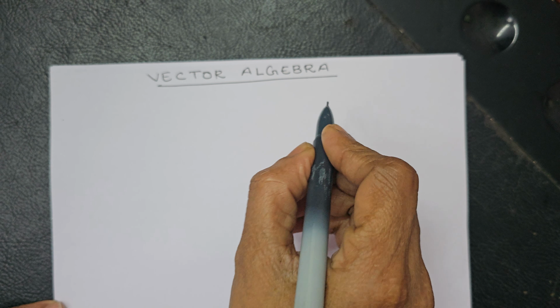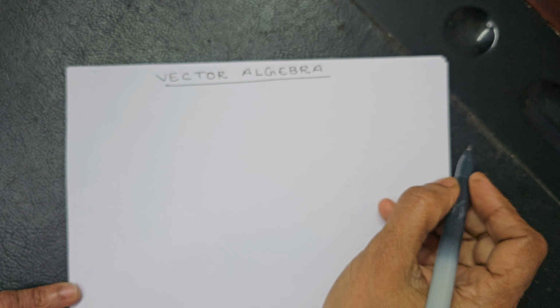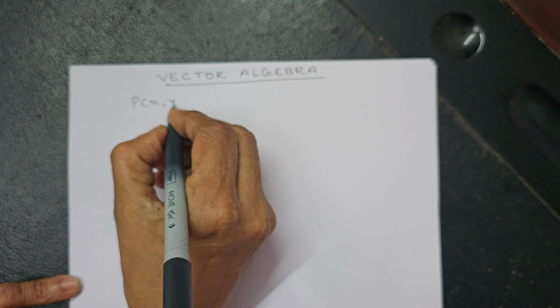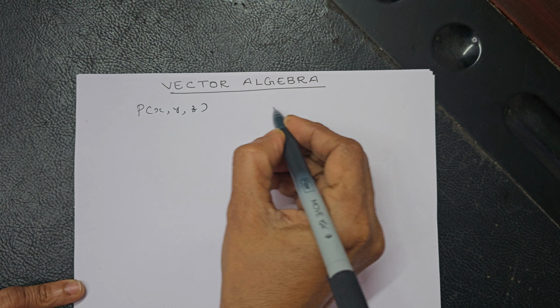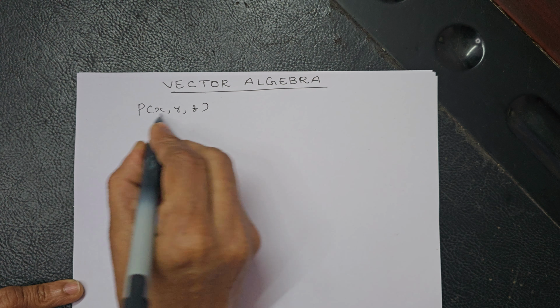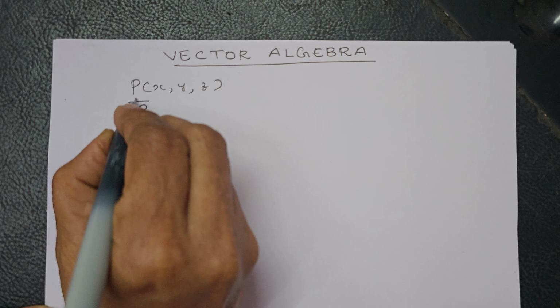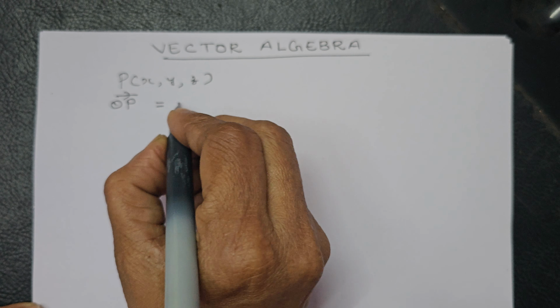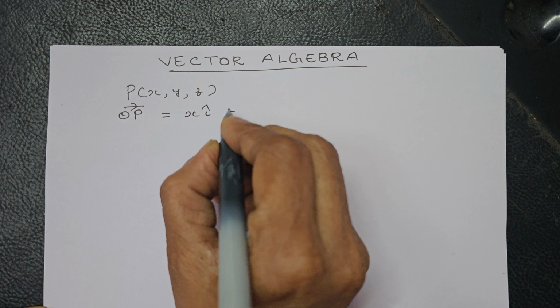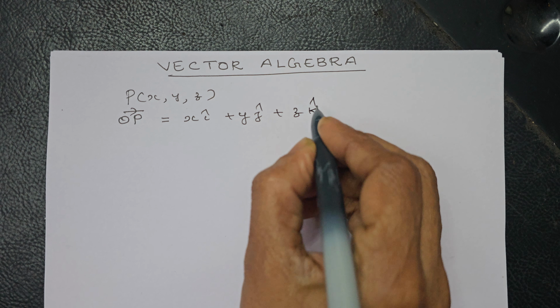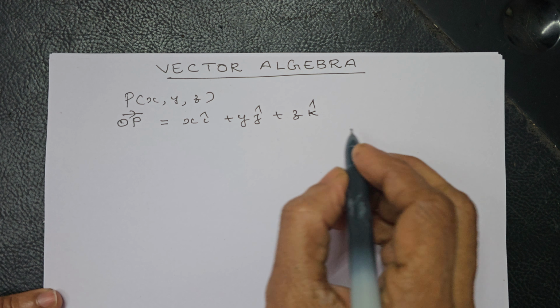Let us see what are the basic concepts in vector algebra. Let P(x, y, z) be any point in space. Then the position vector of the point P, OP, is equal to x i cap plus y j cap plus z k cap, where O is the origin.